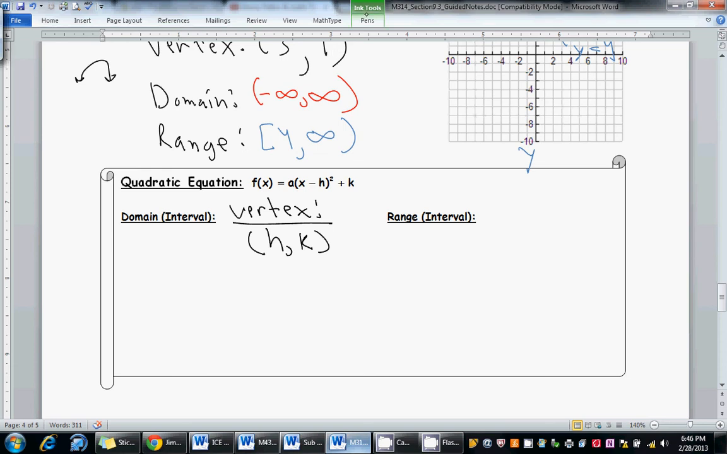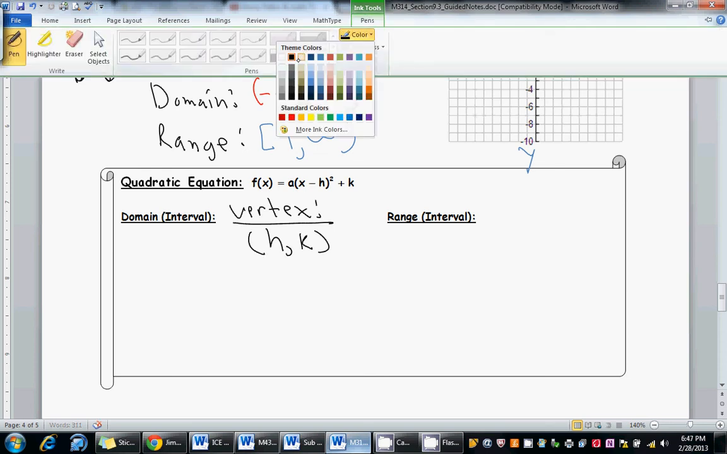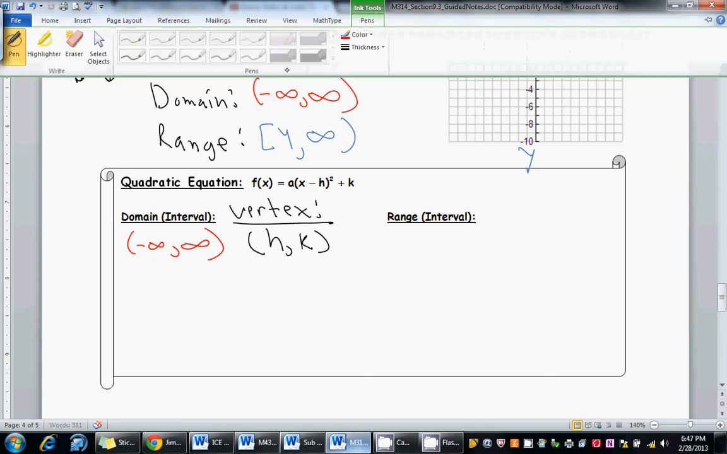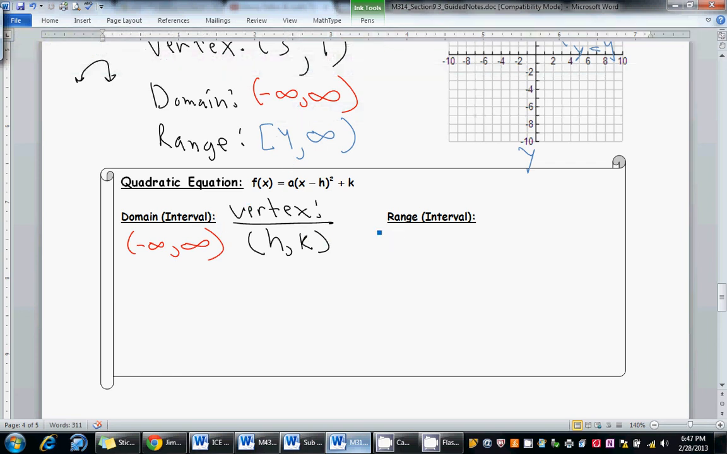This is going to work every time. The domain every time for any quadratic is always all real numbers, negative infinity to infinity. And the range, the smallest value of the range here is going to be from k to infinity. Now there's one little caveat to that, that has to do with this a value. If a is greater than 0, if it's positive, your graph is going to open up, and k down there is going to be the smallest value.